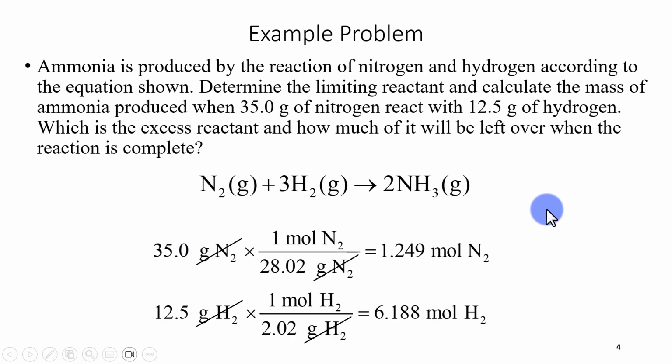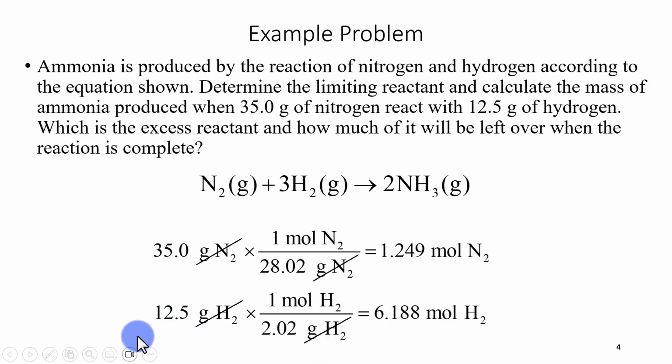So the first step for both of these is convert the grams to moles using nitrogen molar mass and hydrogen molar mass. 35 grams divided by 28.02 grams per mole. Grams will cancel, and I would get 35 times 1 divided by 28 and change, giving me 1.249 moles of N2.